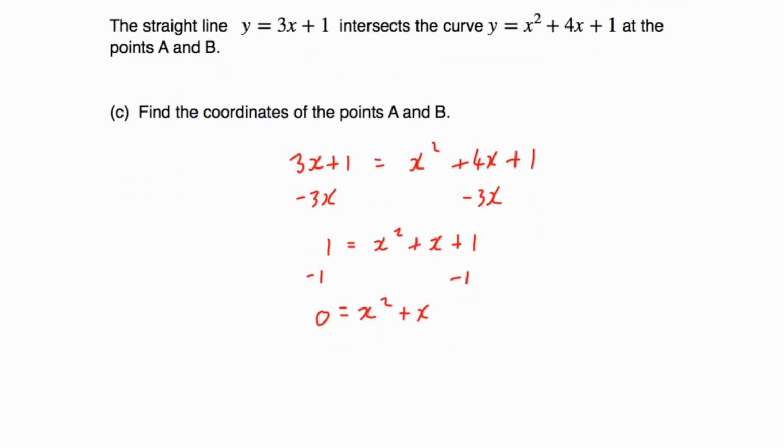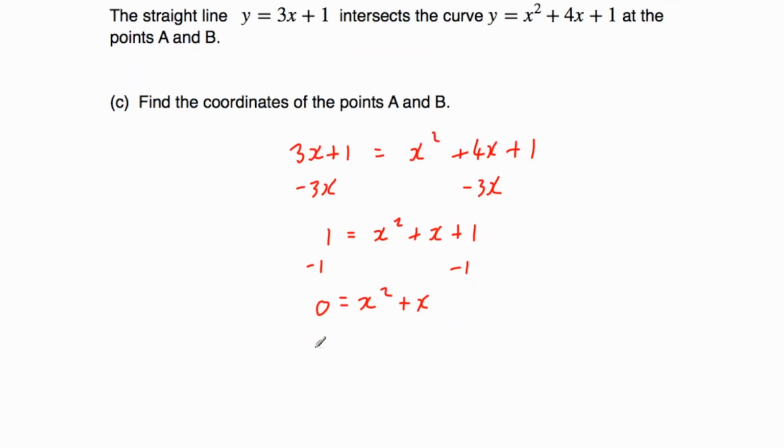Now to solve this quadratic, we're going to factorize this right hand side. So we've got 0 equals. Now here we've got x squared plus x. So if we take x out, that would leave us with x bracket x plus 1, factorizing this.